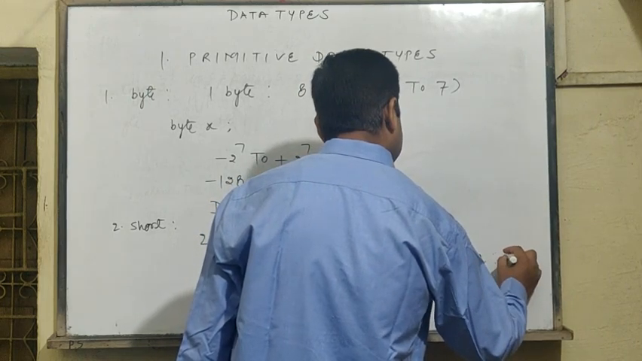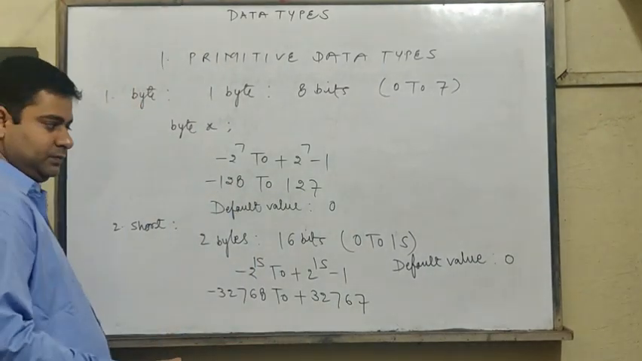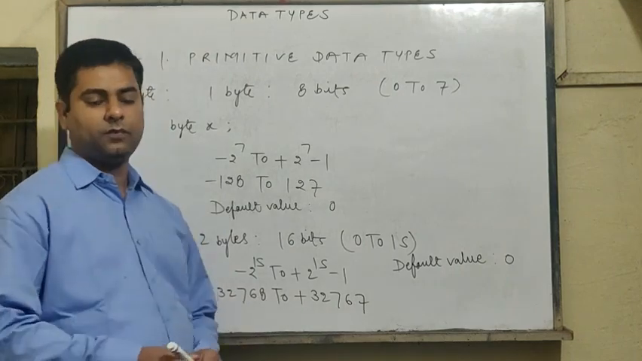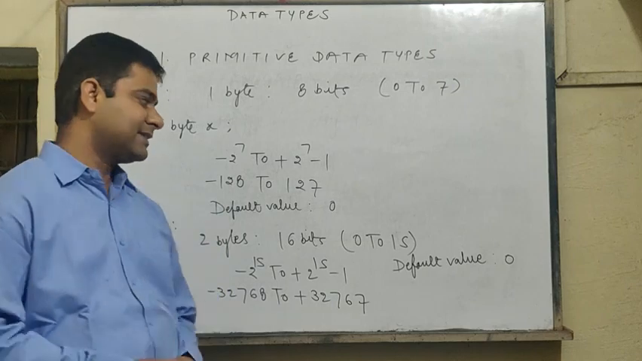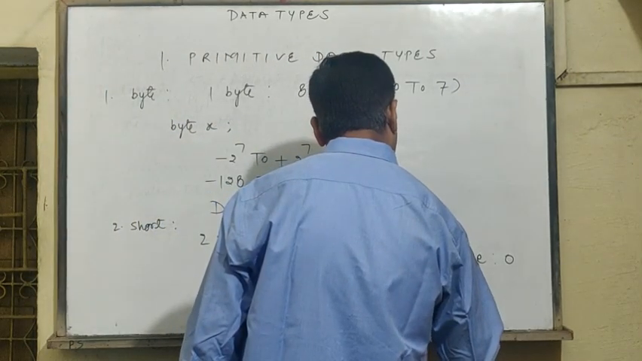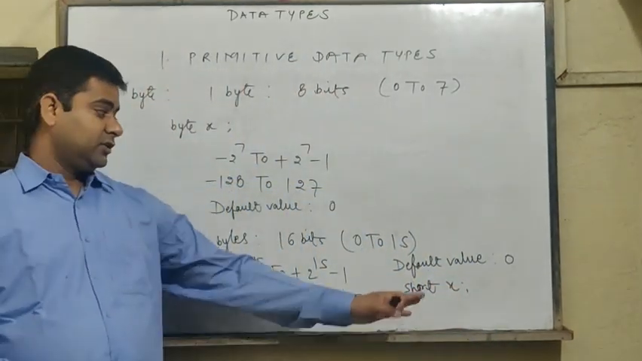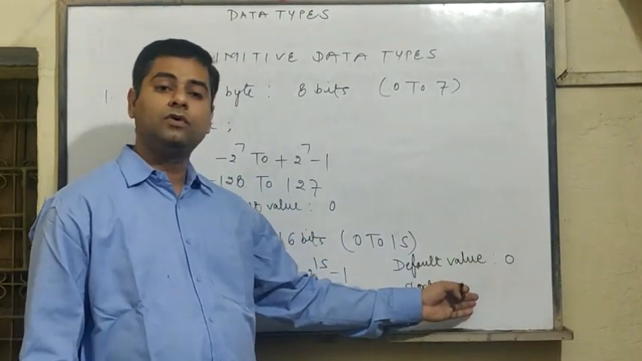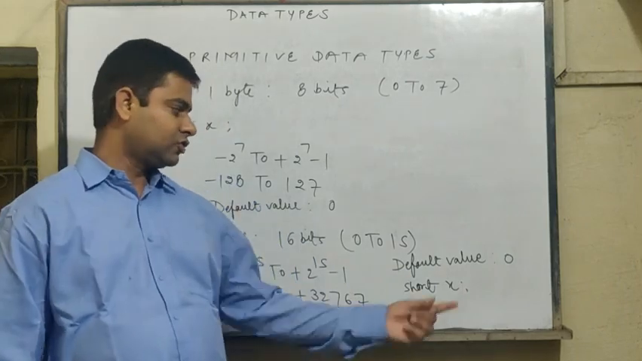default value is 0. Suppose you are not giving any value to the short type variable, it will have default value 0, when you are not initializing any variable. For example, you are writing short x. Here you are not giving any value, we are not initializing any value. So in that particular case, in x, the default value will be 0. This is called default value.